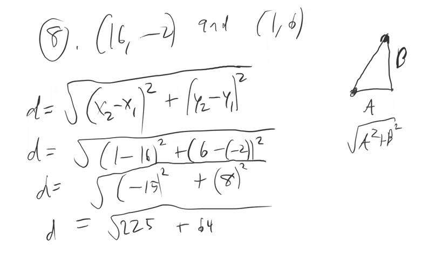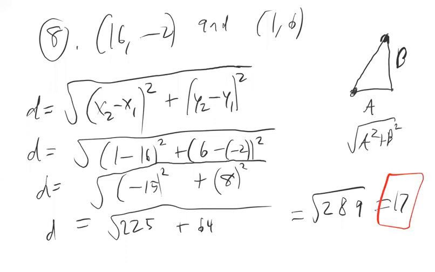And 225 plus 64: 4 plus 5 is 9, 6 plus 2 is 8, and 2 plus nothing is 2. That's 289. And the square root of 289 is equal to 17. This is awesome. So the distance is equal to 17. So that's the first answer.